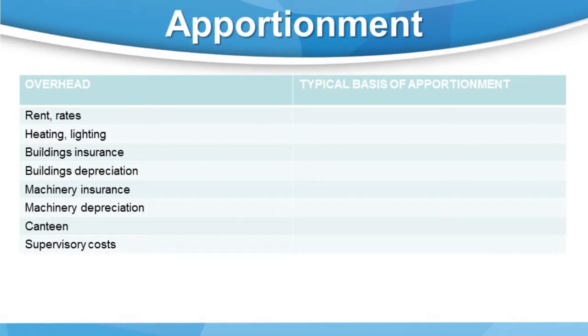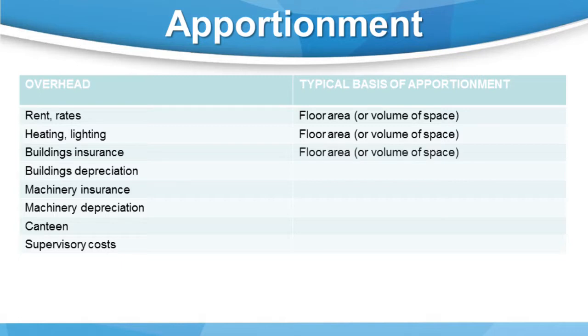Here we have a list of typical overhead costs, and we need to find a way to apportion them fairly between departments. The first one, rent and rates, relates to property cost, and so the most appropriate method of apportioning the cost is on the basis of floor area. Heating and lighting is another cost which is closely related to area, or if the information is available, volume. This is because it presumably costs twice as much to heat an area which is twice the size of another. Similarly, buildings insurance can also be linked to floor space or volume, as indeed can buildings depreciation.